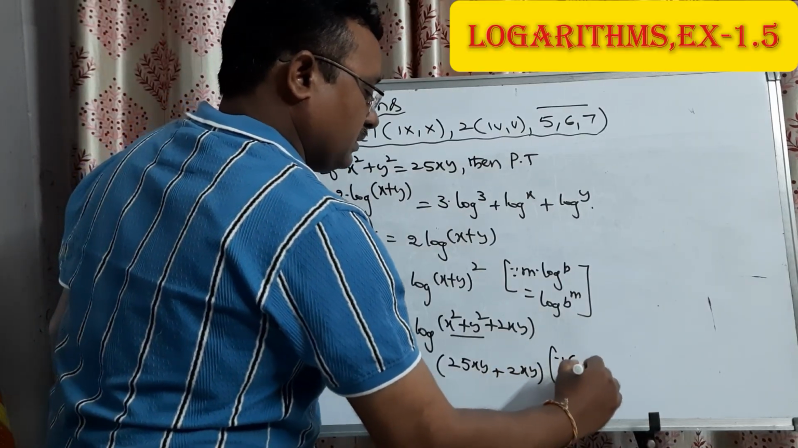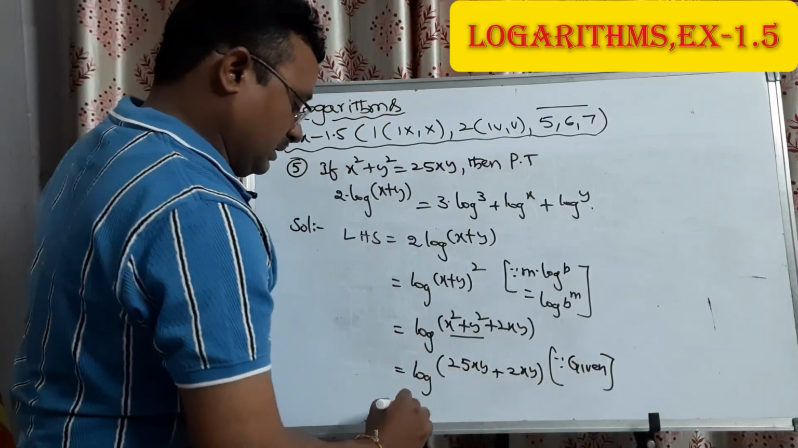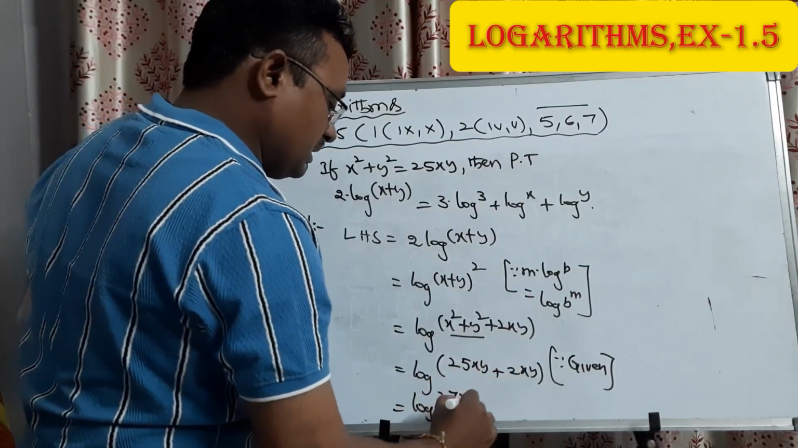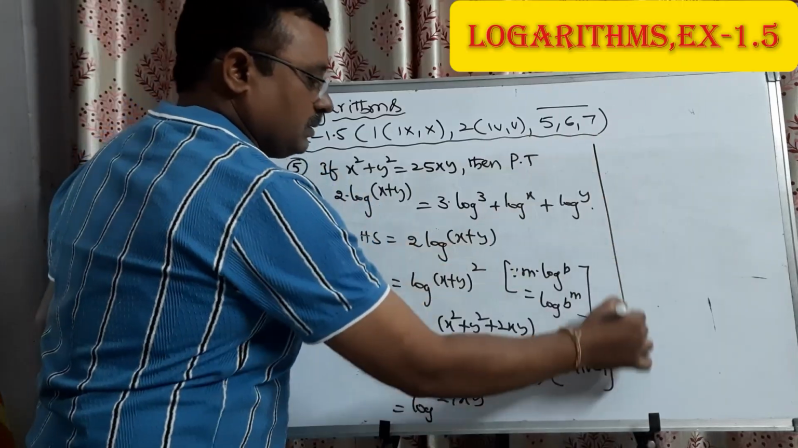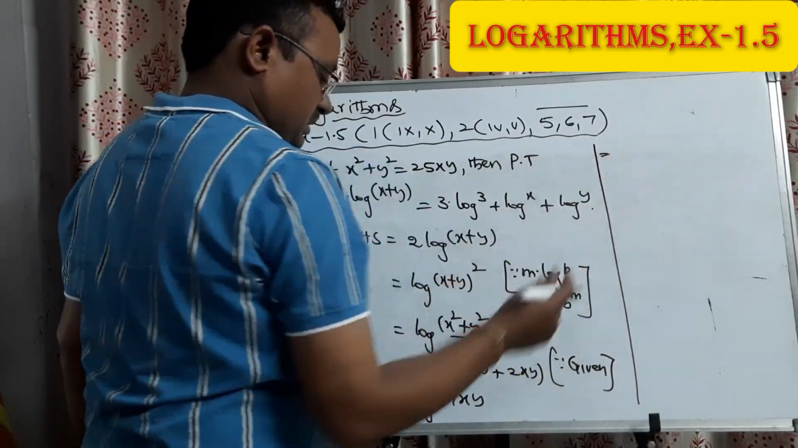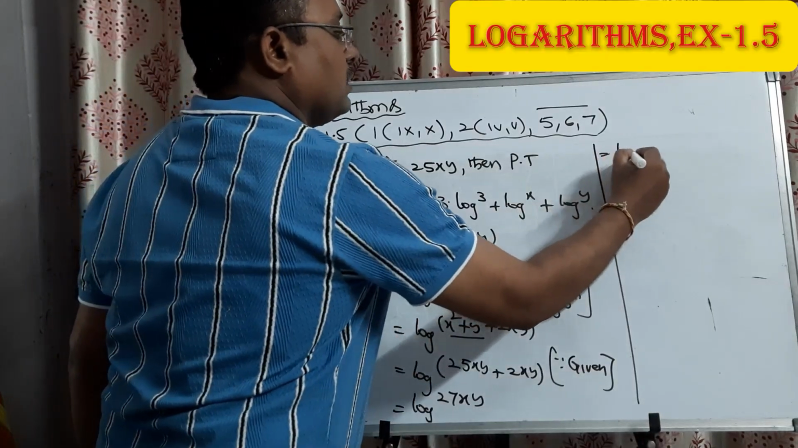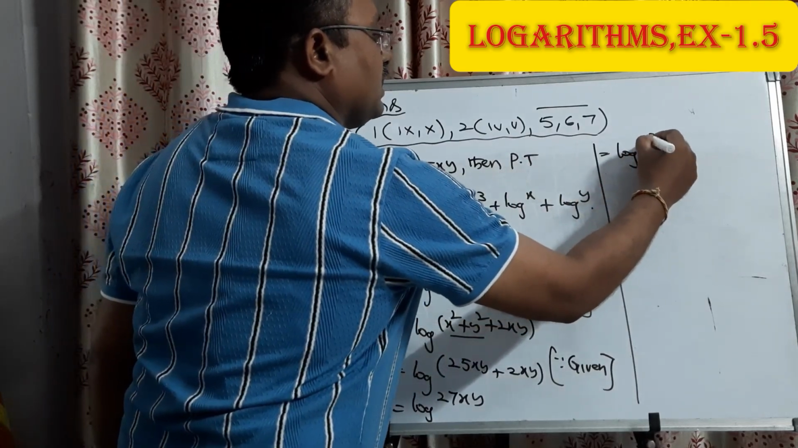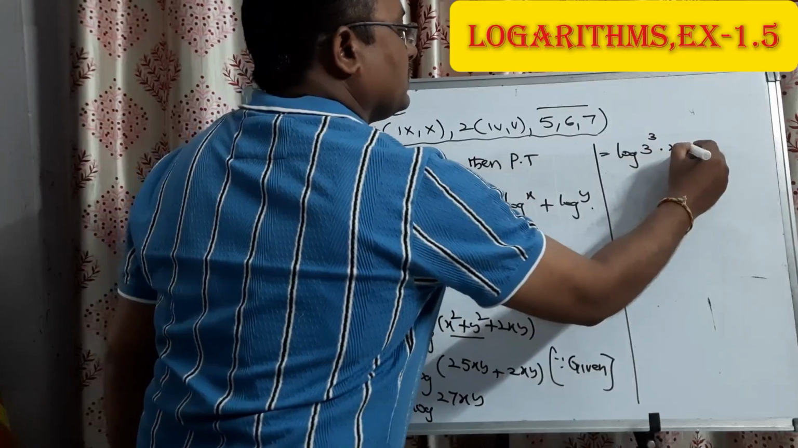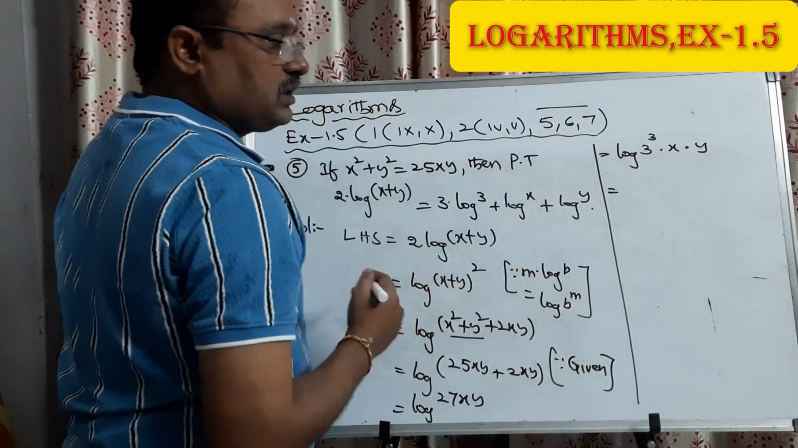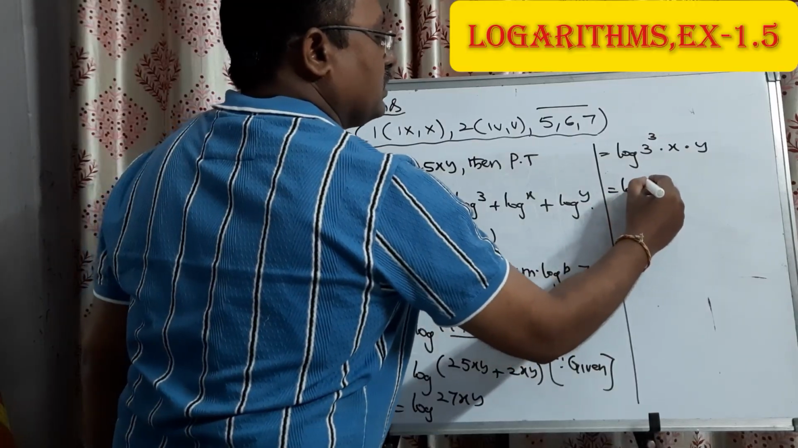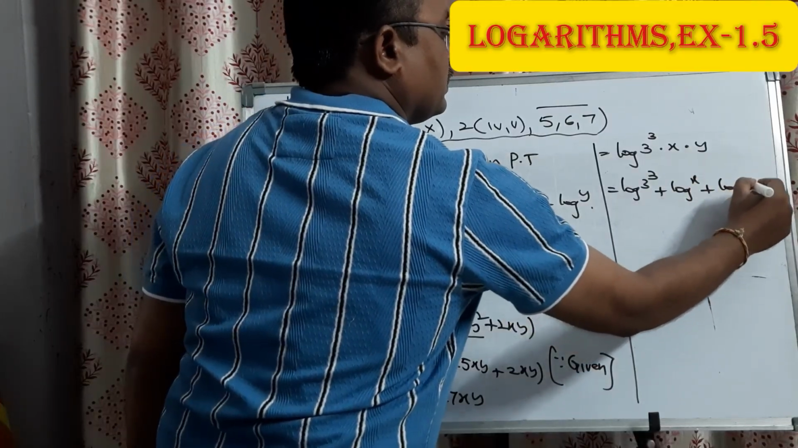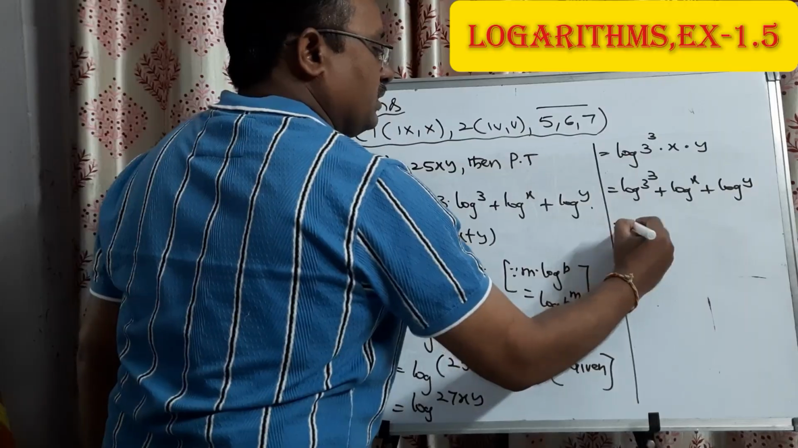Since it is the given condition, this is equal to log of 25xy plus 2xy, which is 27xy. Clear? Next step: this implies log of, a single term becomes expanded. We can write this as 3 cube is 27 into x into y. According to the product formula, you can write it as log 3 cube plus log x plus log y.